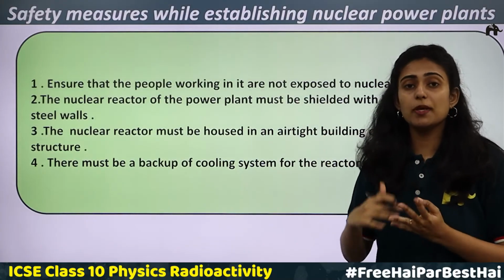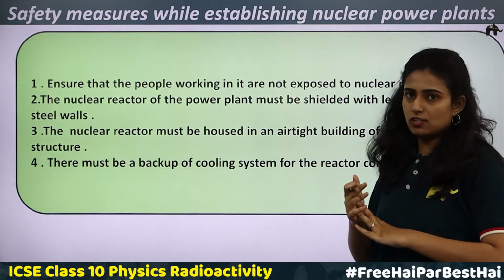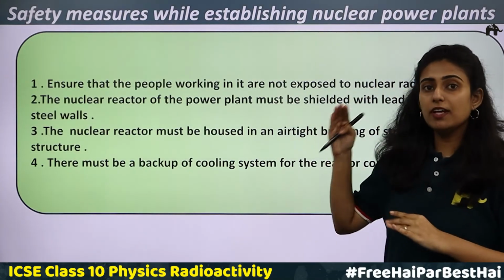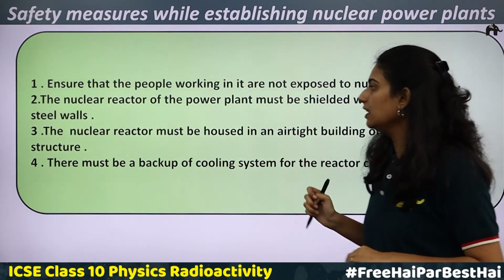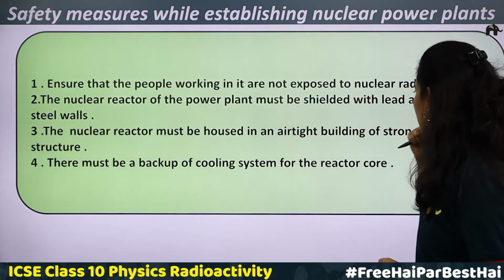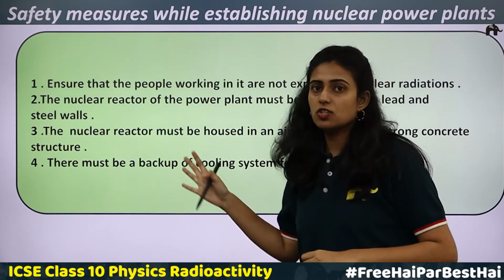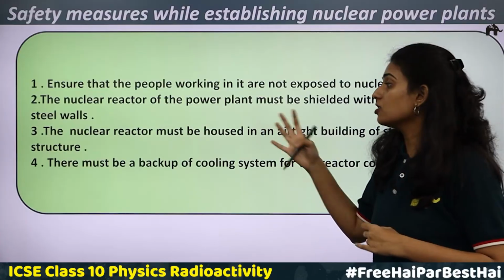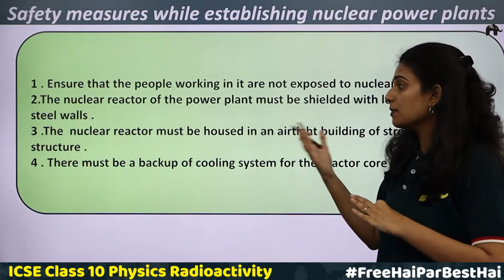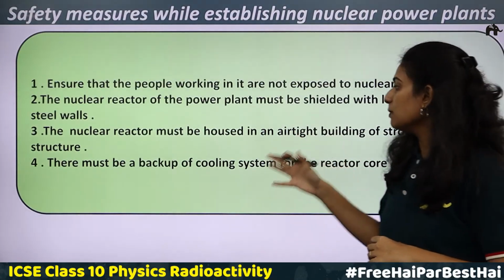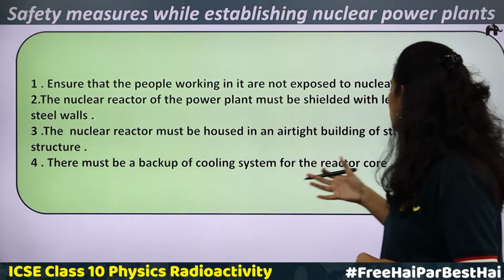We have studied the penetrating power of the different radiations. So, lead can just prevent it from escaping out. Next, the third, the nuclear reactor must be housed in an airtight building of strong concrete structure. So, it can be prevented from that. It does not get affected by earthquake, fire or some explosion. Next is there must be a backup of cooling system for the reactor core.